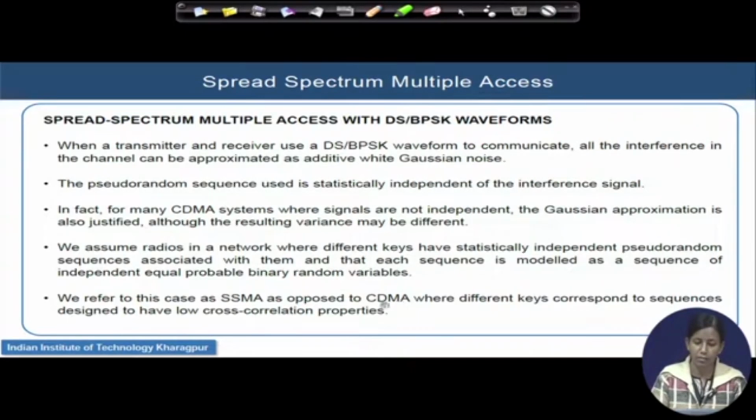Let us consider low autocorrelation values of those sequences; it is not an SSMA system, hence it is a CDMA system. Practically, most situations will follow the CDMA system, but for this analysis, we will consider that the condition follows SSMA, meaning the keys are perfectly orthogonal to each other, for ease of analysis only.